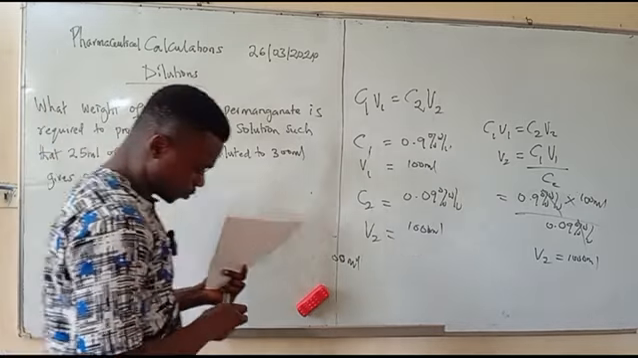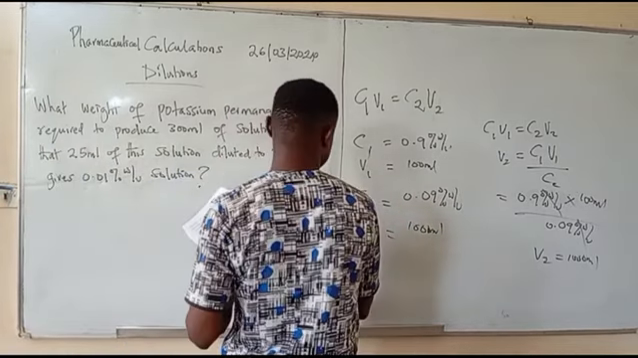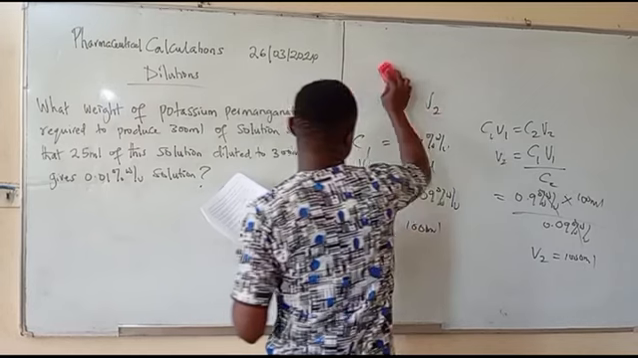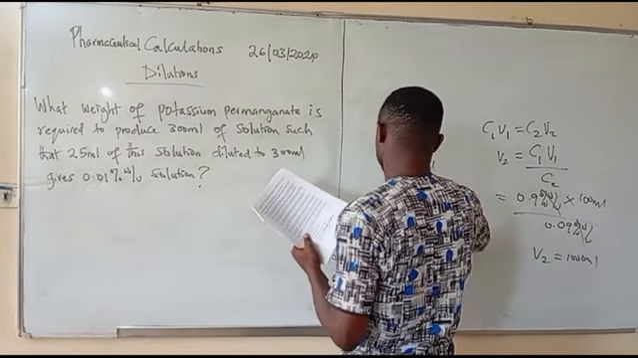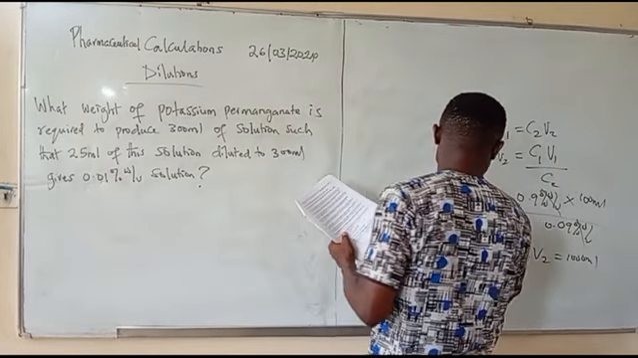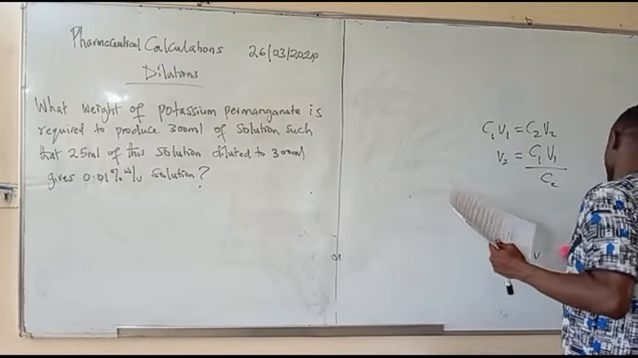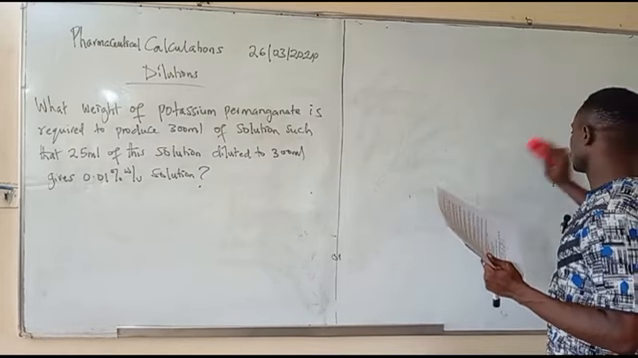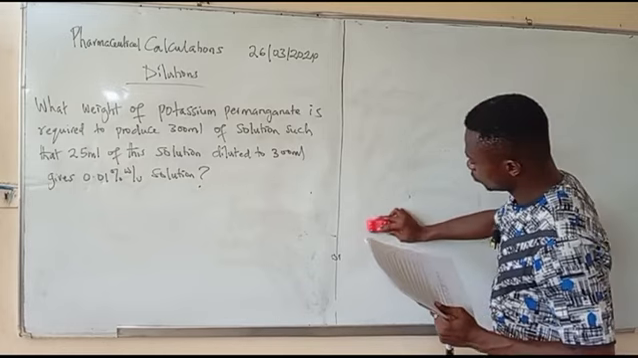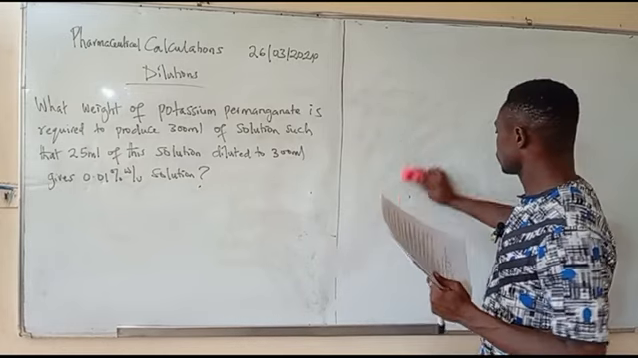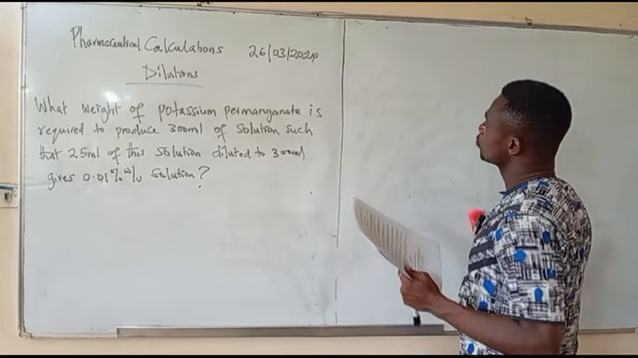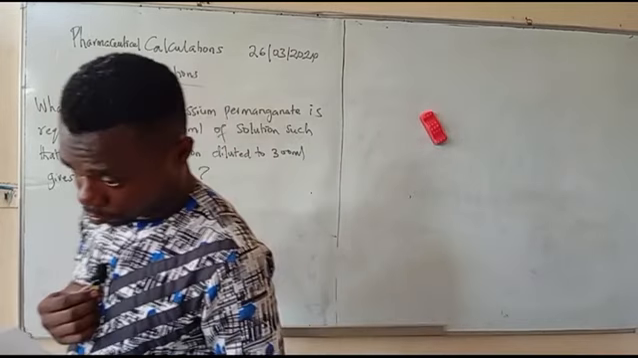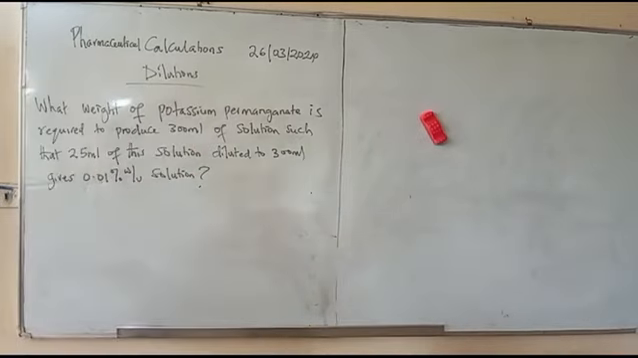And the question is, what weight of potassium permanganate is required to produce 100 ml of solution, such that 25 ml of this solution diluted to 12 ml gives 0.1% weight solution. Right, let's solve this question.